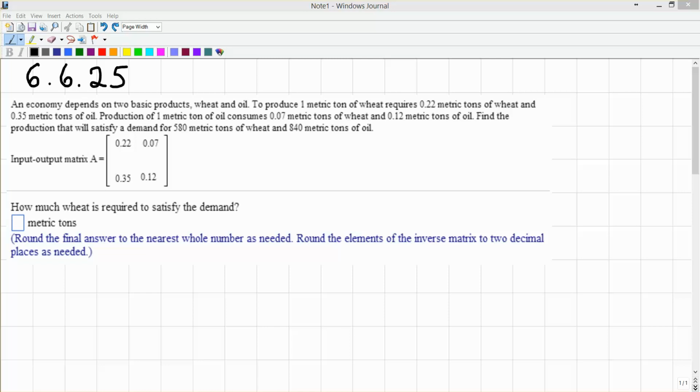The given input-output matrix A is equal to 0.22, 0.07 both in row 1 and 0.35, 0.12 both in row 2. The question: how much wheat is required to satisfy the demand? What we need to do is take the input-output matrix A and subtract it from the 2x2 identity matrix.